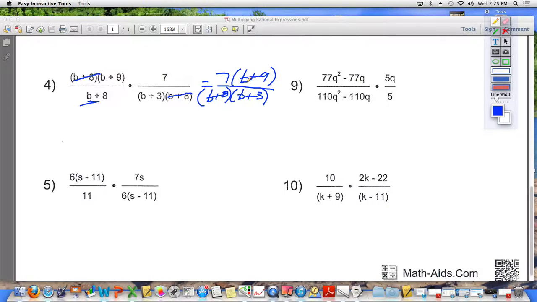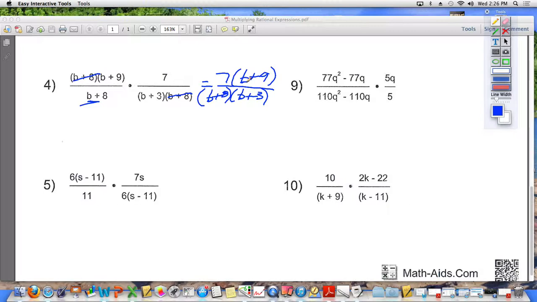Number 9, cancel anything out that you can to begin with. What can I cancel out? No, we have to factor. Basically it's just multiplying rational expressions. Is there anything I can cancel out right now? What's alike on the top and the bottom? Not Q squared, because it's 77Q squared minus 77Q. That screws it up.